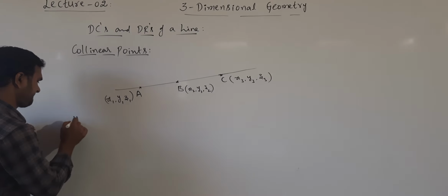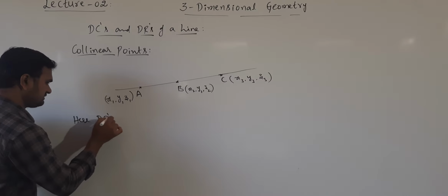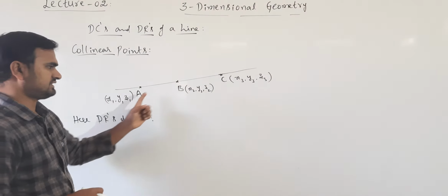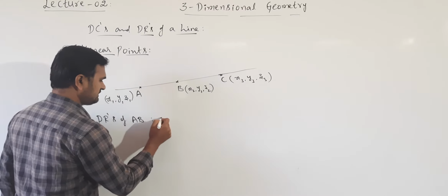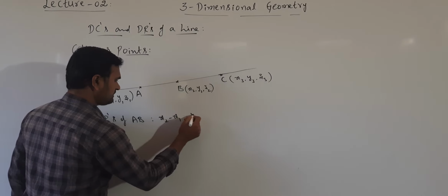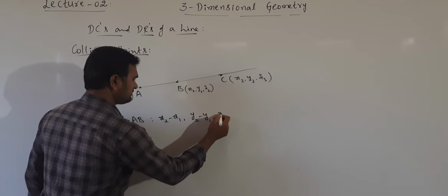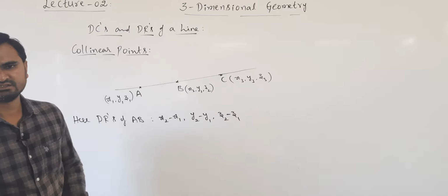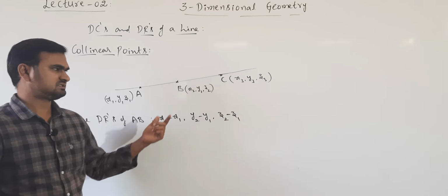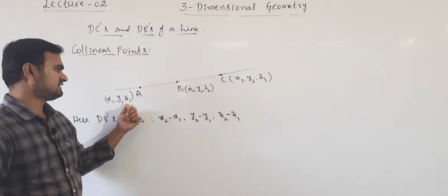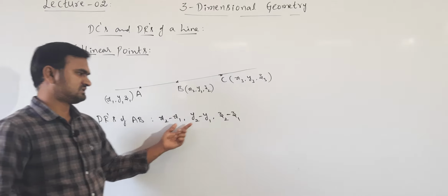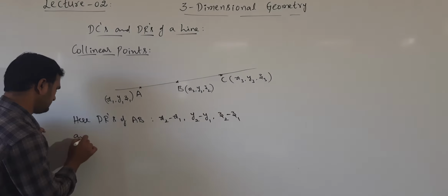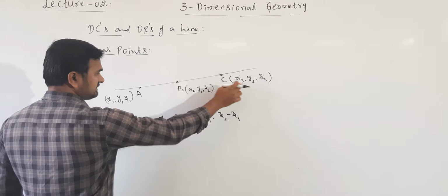So here, DRs of AB. What are the DRs of the line joining AB? We can take x2 minus x1, comma y2 minus y1, comma z2 minus z1. How to take DRs of the line joining 2 points, that we have seen in the last class. Take x2 minus x1, y2 minus y1, z2 minus z1. So these are the set of DRs of the line joining AB, and we find the DRs of the line joining BC.